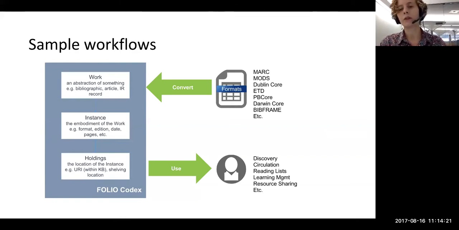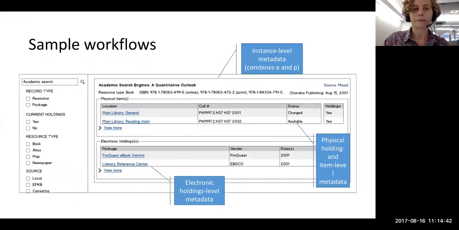So it could be for traditional functionality like discovery, circulation, acquisitions, but then also may be able to be pulled into different types of apps as well. So you've got things here like reading lists, learning management systems, things that might not be part of a traditional ILS, but that could end up being part of Folio.